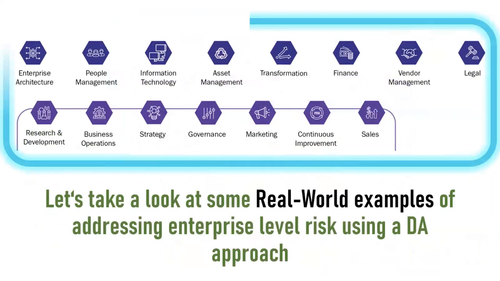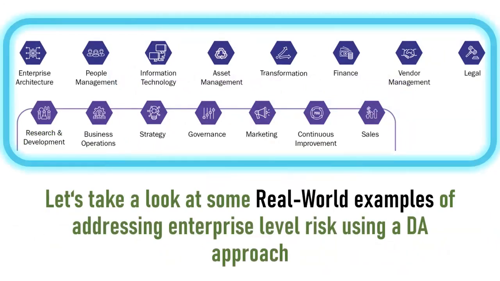So let's take a look at some real world examples of addressing enterprise level risk using a DA approach that I have been a participant in, or that I have initiated, or that I have been part and parcel of. And these are the upper elements, the enterprise architecture, people management. These are the process blades at the enterprise and value stream level. So we're going to look at a few of those.